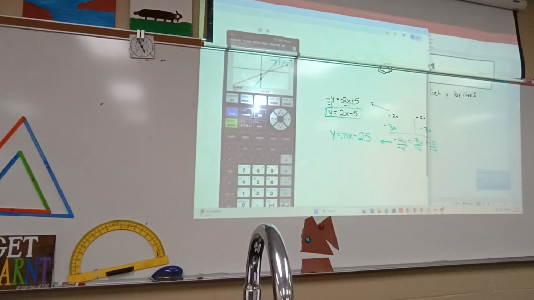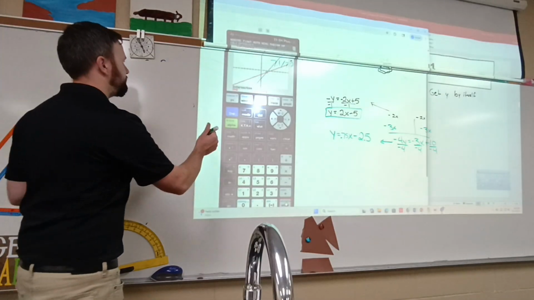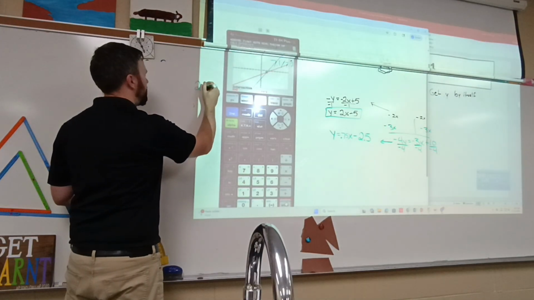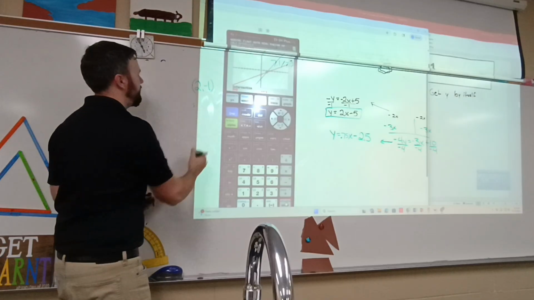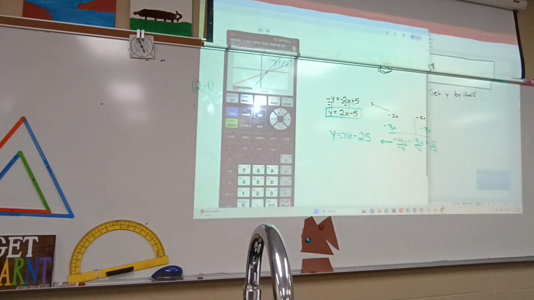How many places do these ones touch? Once. So we don't really need a guess. We just hit enter. So I got the point 2, negative 1. All right? Let me know if you're having calculator problems. I can come help you.